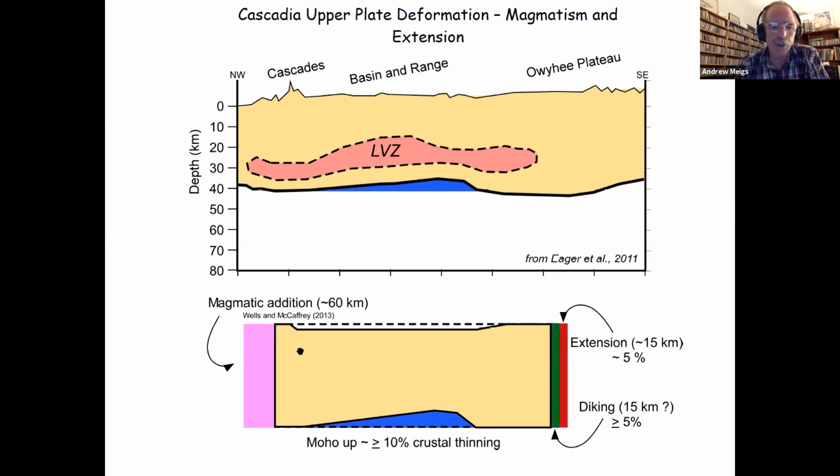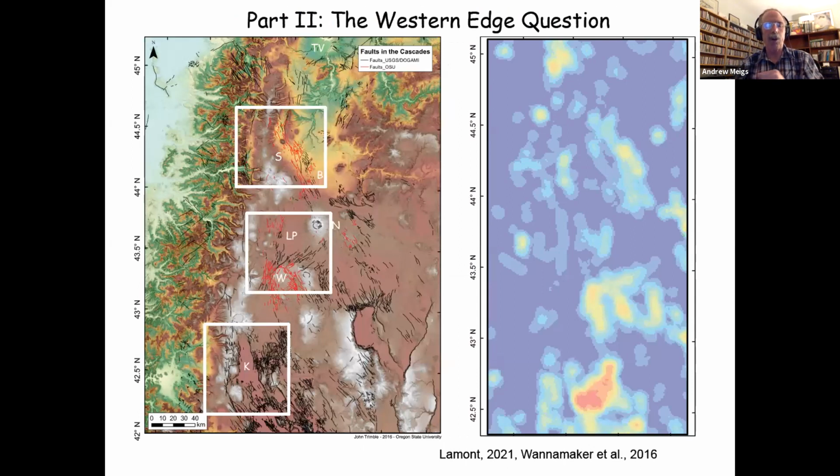And I'm going to turn to this western edge question now, I think. All right. So the western edge of the Basin and Range is really quite interesting because this is the place where the Oregon Coast Block, which is over here underneath the Willamette Valley and the Western Cascades, is separating from the eastern side of the state, or the Basin and Range province itself.